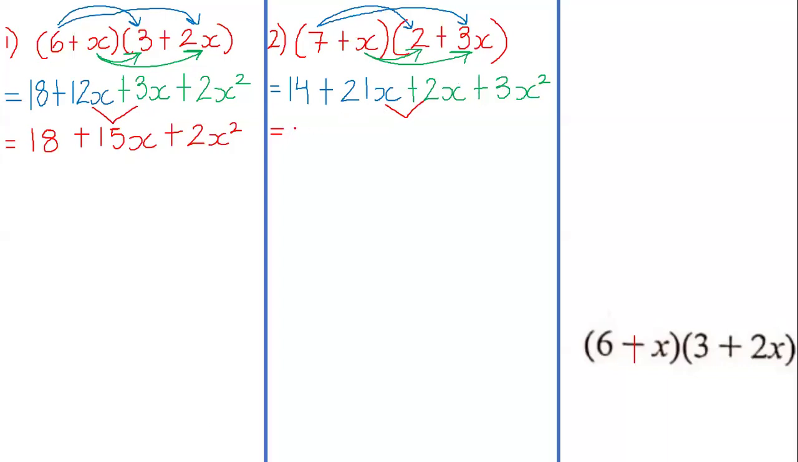So we bring down the 14. So 14 plus 23x. 21 plus 2, so 21, 22, 23. I got 23x. What did y'all get? The same. 23x plus what? Plus 3x squared. Very good.